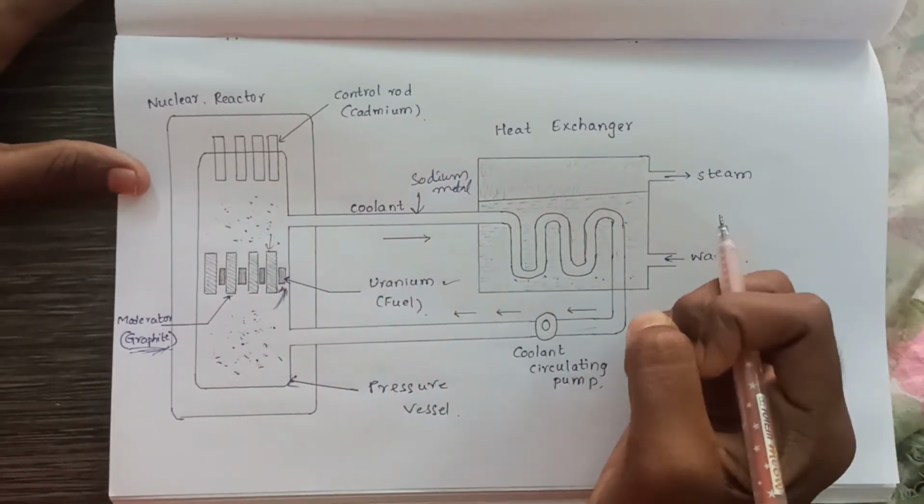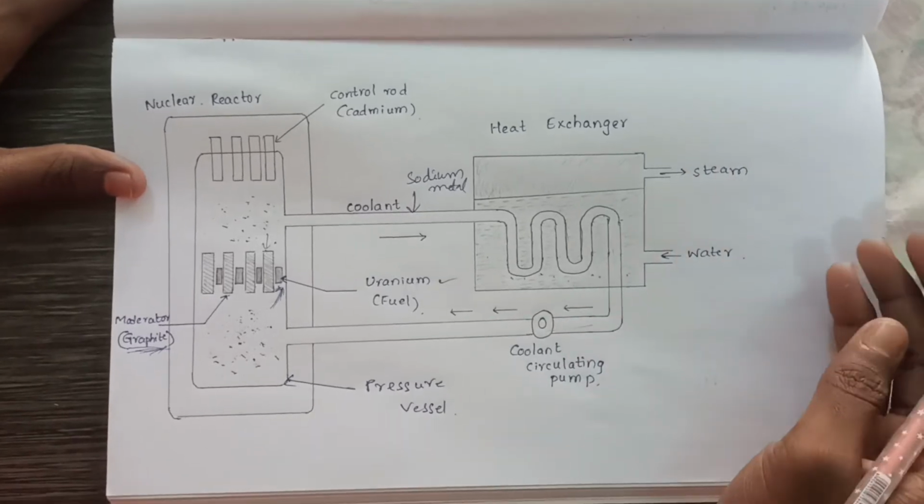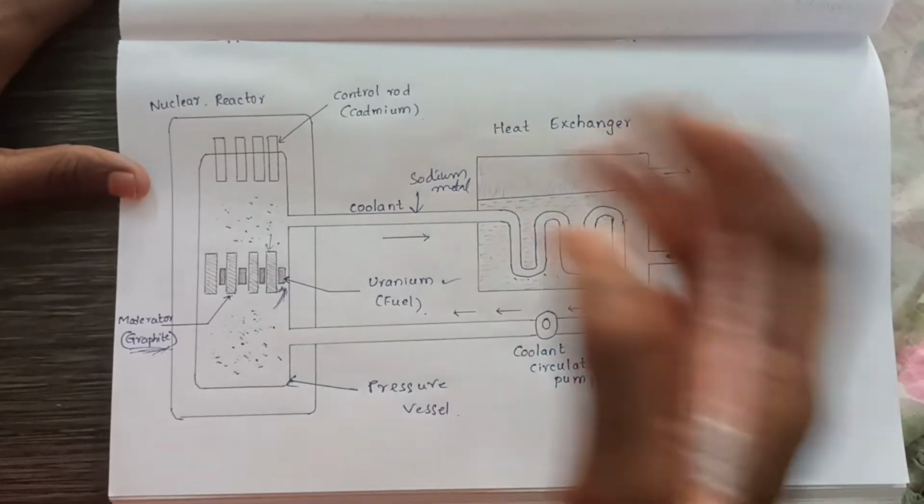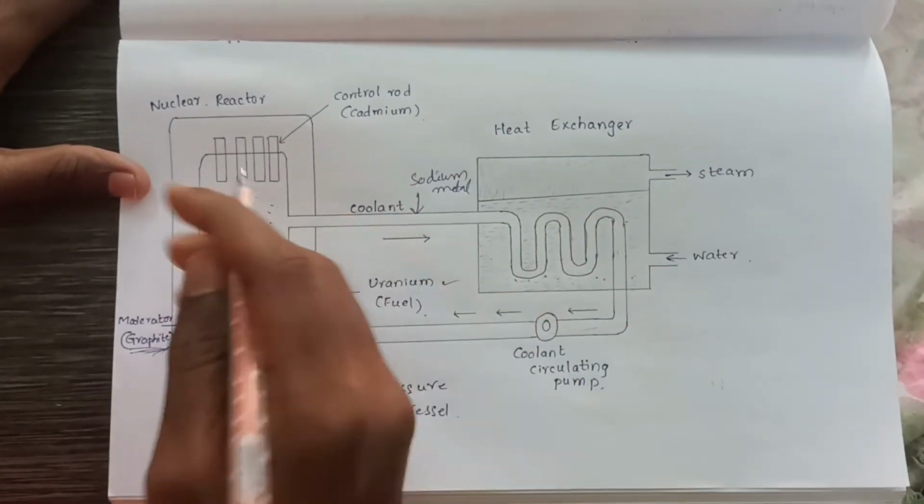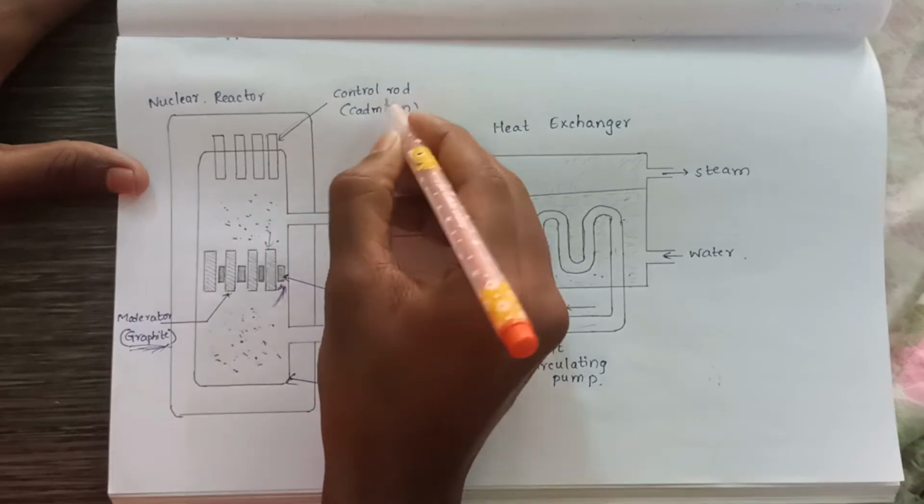And if there is no requirement of load, or no requirement of generation of electrical energy, and you want to stop this nuclear reaction, here we have control rods.